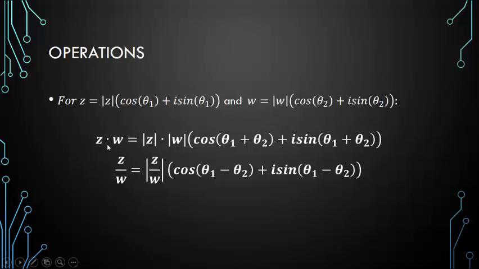So why does this work? Z times W, I take the moduli, and I multiply them. And then it looks like I add the angles, so cosine of the sum of the angles, and then this is always the same, so cosine of that angle plus I sine of the same angle. So let's look at why that happens.